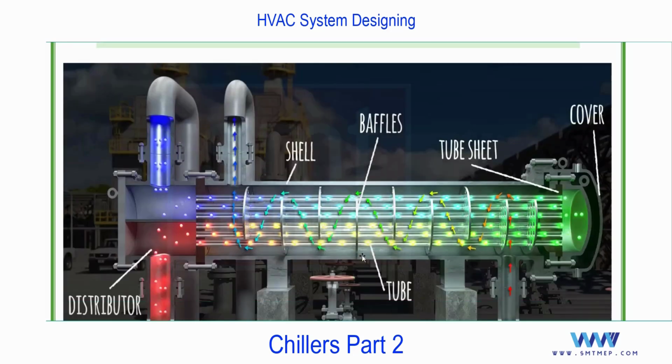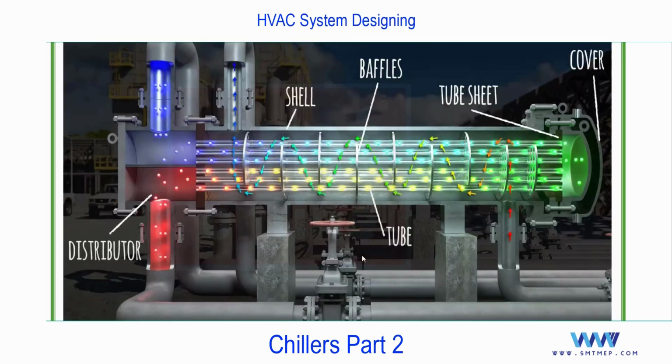This is simple. You can find it in this image. You see why we are calling it shell and tube. This is a section view. The outer one is a shell, this one, and inside you'll find the tubes. You see, these are all tubes.